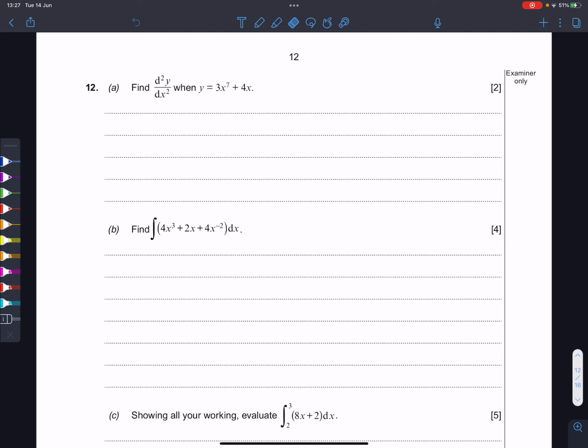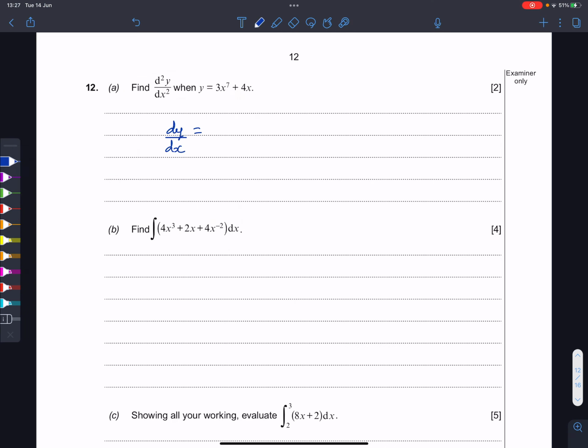Okay, this is question 12 on the WJC Additional Math 2016 paper. So we have a simple second derivative question here, so we just need to follow our rules of differentiation. So we need to find dy by dx first. So I'm going to differentiate this expression.